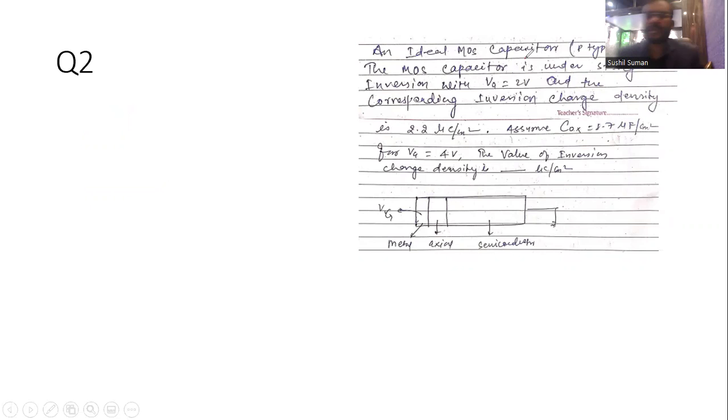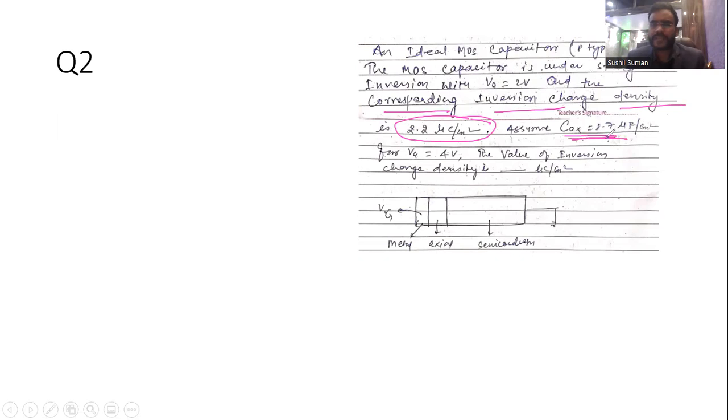So an ideal MOS capacitor, P-type substrate. The MOS capacitor is under strong inversion with Vg equal to 2 volt. This is the gate voltage Vg equal to 2 volt. Whenever the gate potential Vg is 2 volt, there is a strong inversion, that is, the P-type substrate is converted into N-type. And the corresponding inversion charge density is 2.2 microcoulomb per centimeter square.